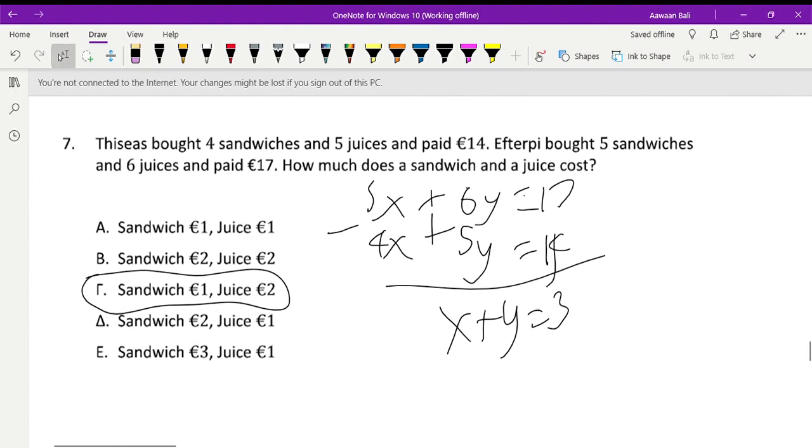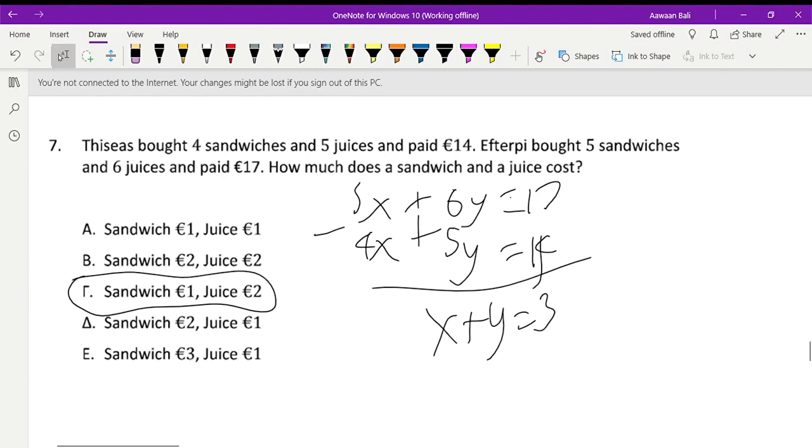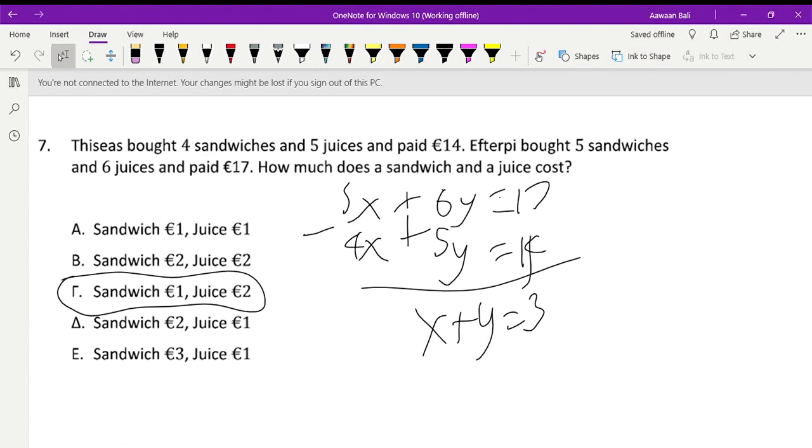Question number 7. The CS bought 4 sandwiches and 5 juices and paid €14. Efterpi bought 5 sandwiches and 6 juices and paid €17. How much does a sandwich and a juice cost? For some reason, some people might decide to subtract and realize that if you subtract them, you get x plus y is equal to 3. But that only cancels out one option, E, where the sandwich is €3 and the juice is €1. And actually you don't have to do this.